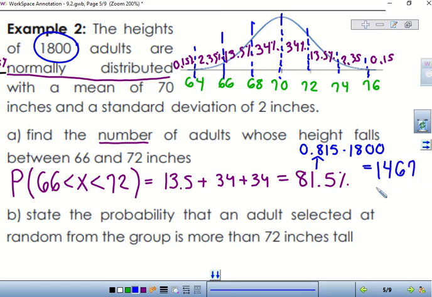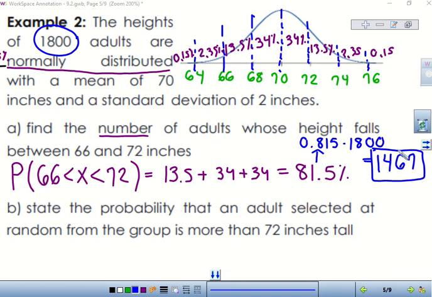1,467. So what they're saying is, within the people they studied, 1,467 of them fell between 66 and 72 inches. Does that make sense?